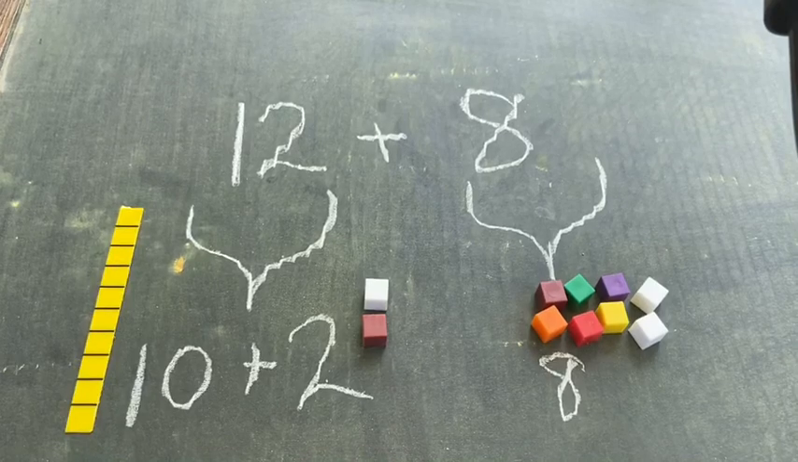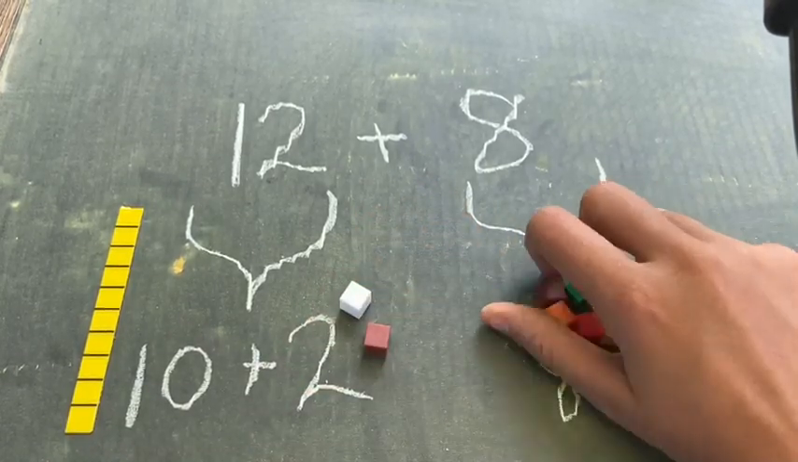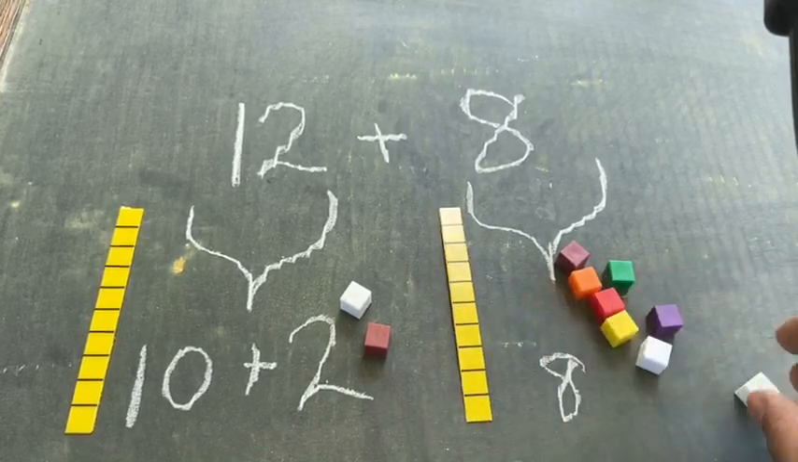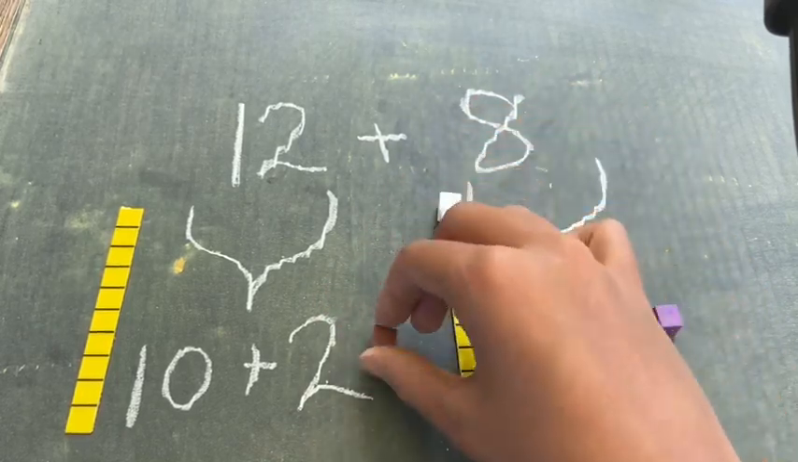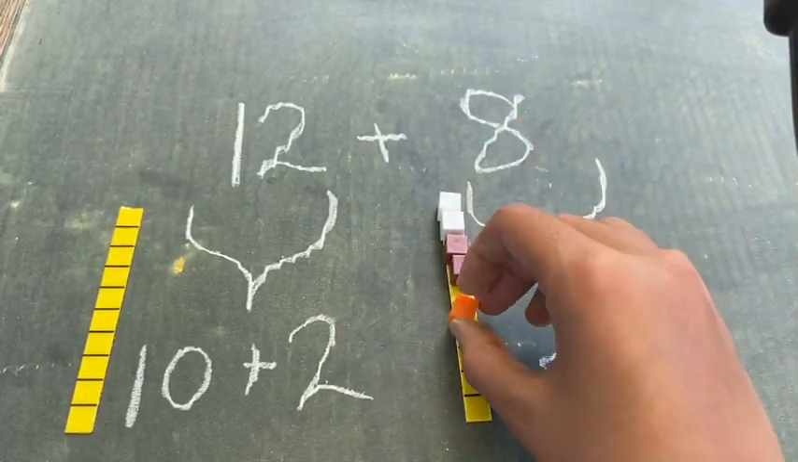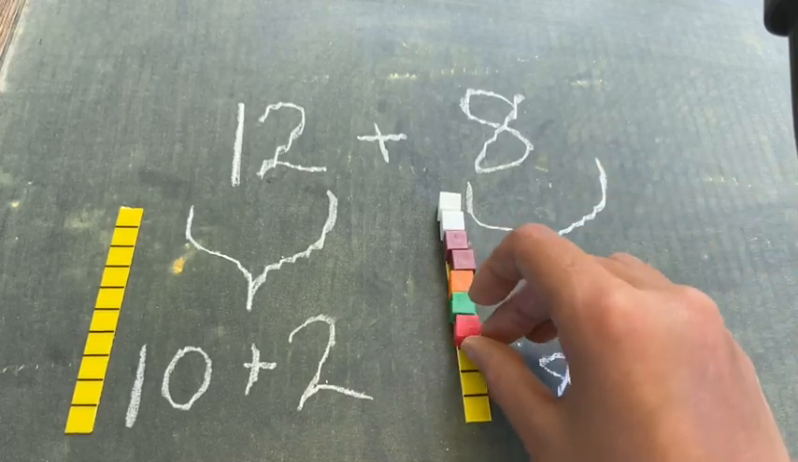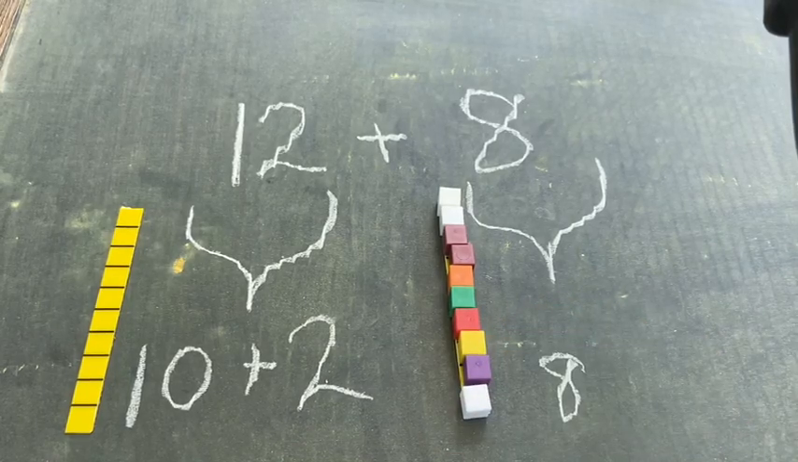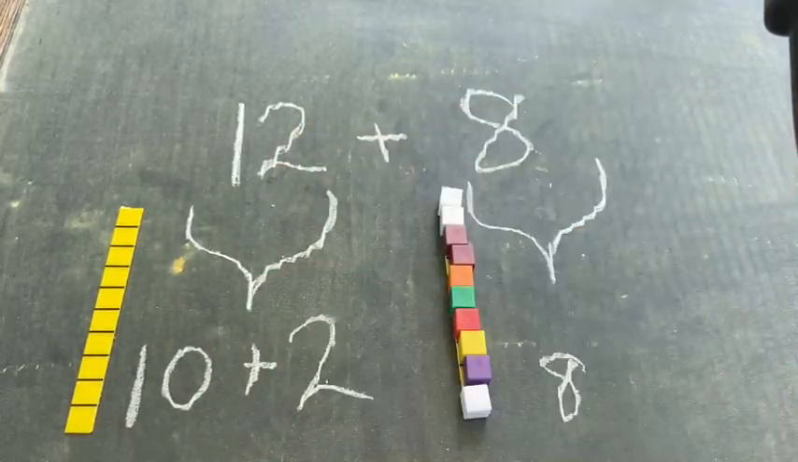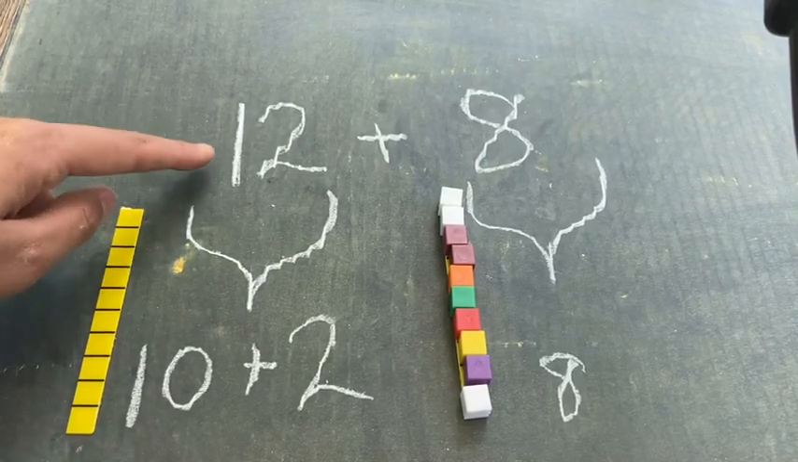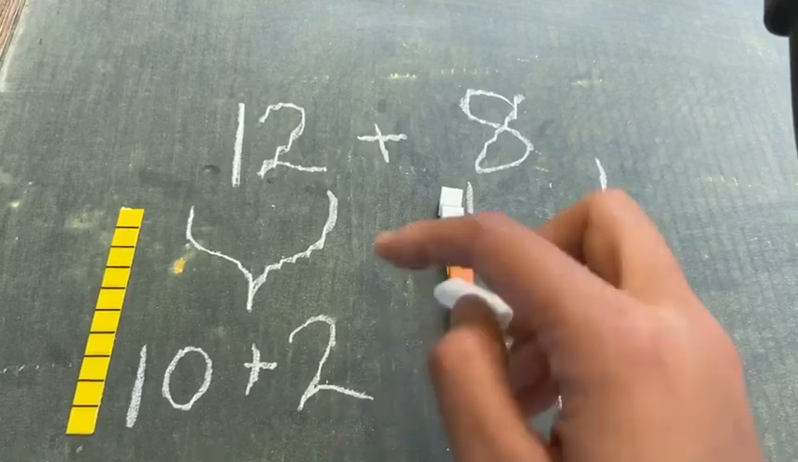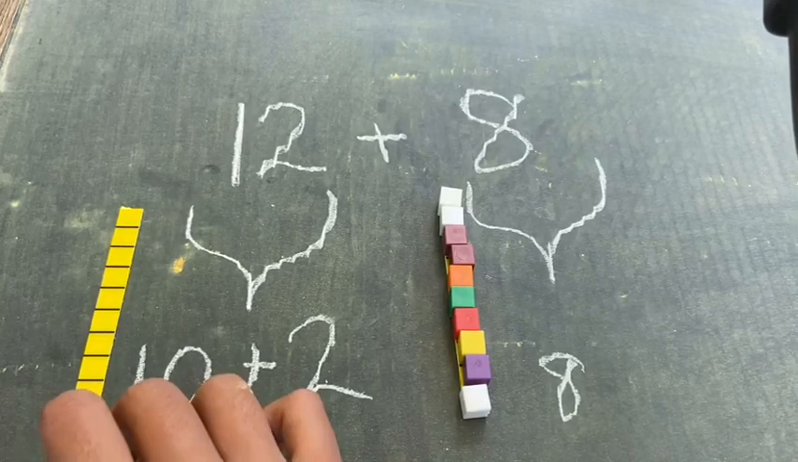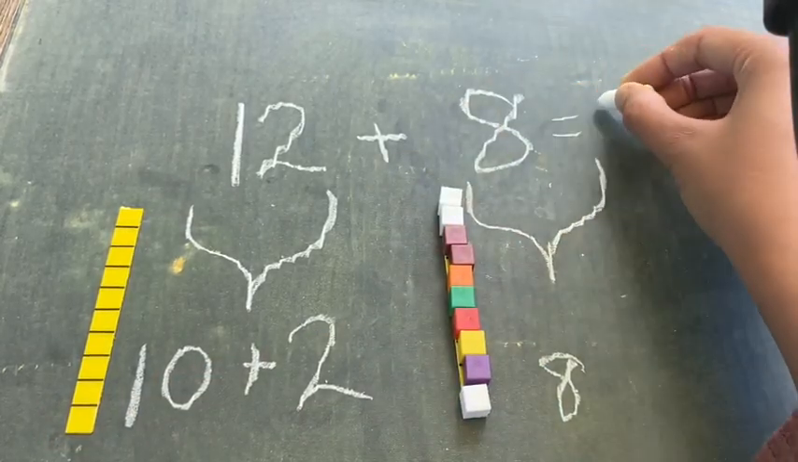You could take these 1s and these 1s and combine them. Let's see if that makes a 10. 1, 2, 3, 4, 5, 6, 7, 8, 9, 10. It does. 12 plus 8 makes 2 10s. The 10 that was already here from the 12 and the 10 that we made up by gathering all the different loose 1s. 10 plus 10 is 20.